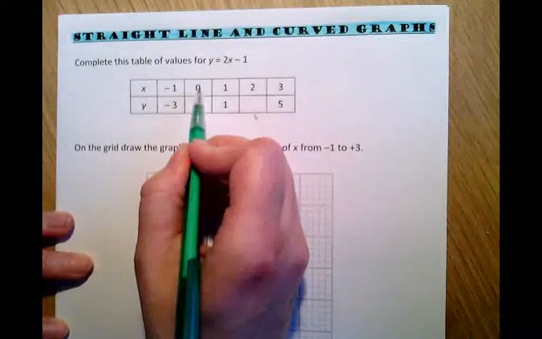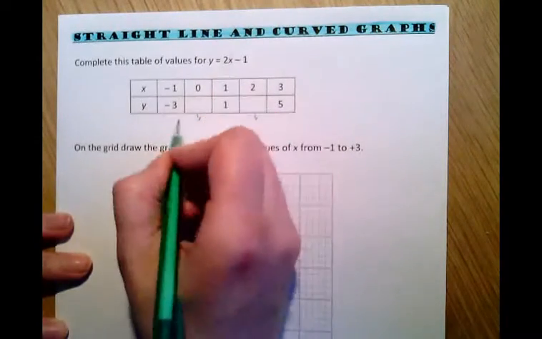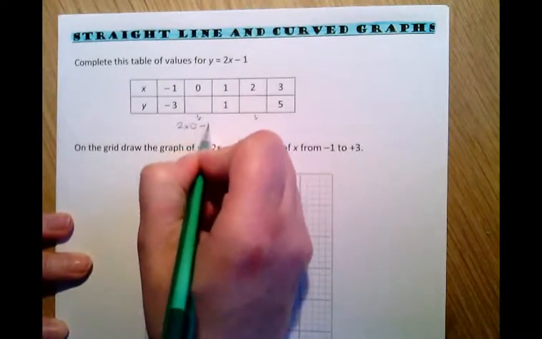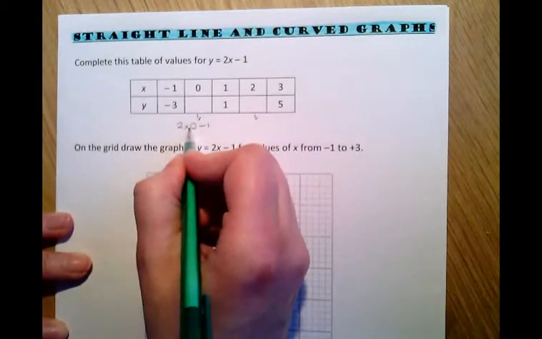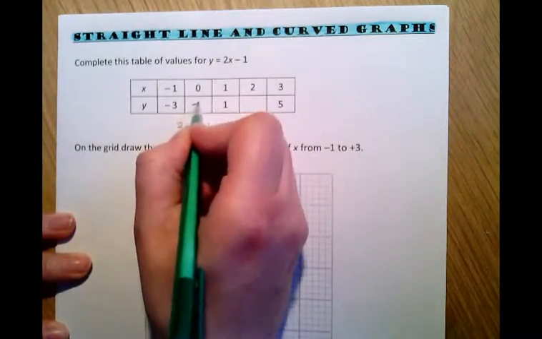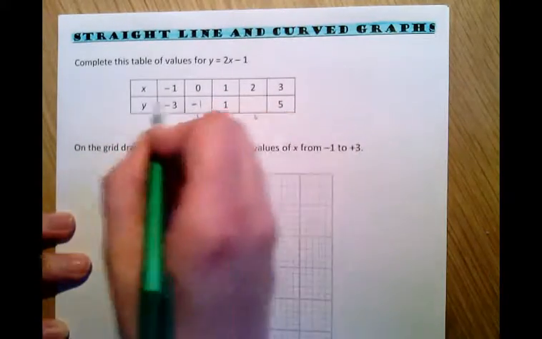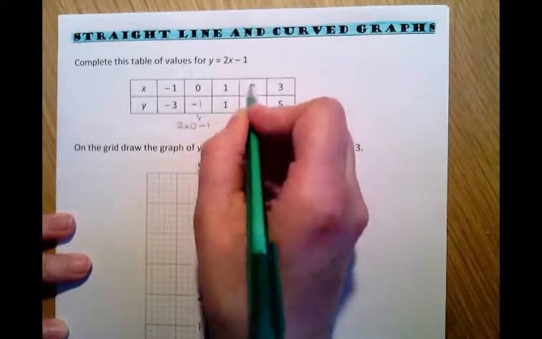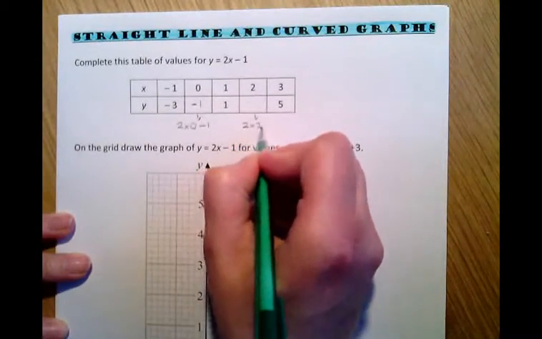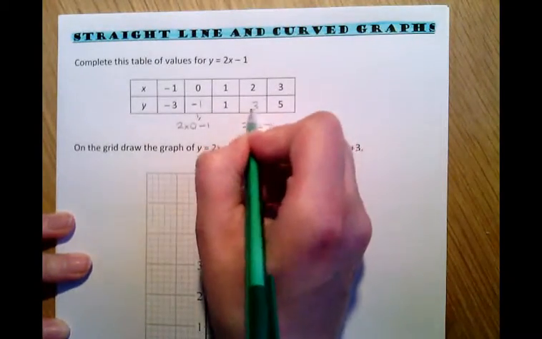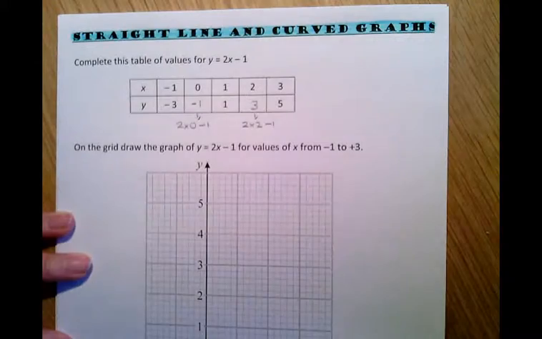So x is equal to 0, so put a 0 in there. And do 2 times 0, take away 1. So 2 times 0 gets you 0, take away 1 gets you minus 1. Then put x equal to 2 and get the corresponding y coordinate then. So put a 2 in there. So do 2 times 2 is 4, take away 1 gets you 3 in that space.